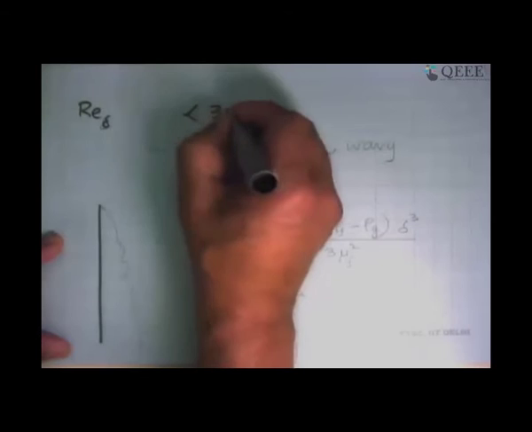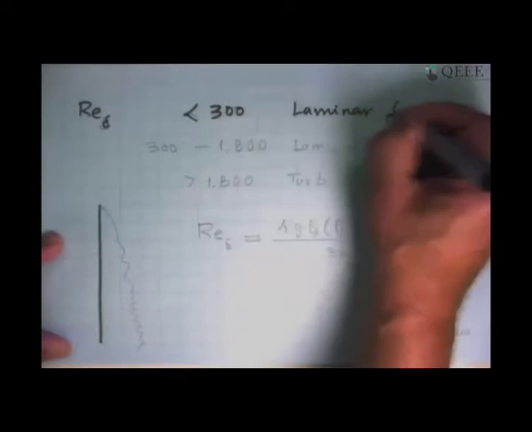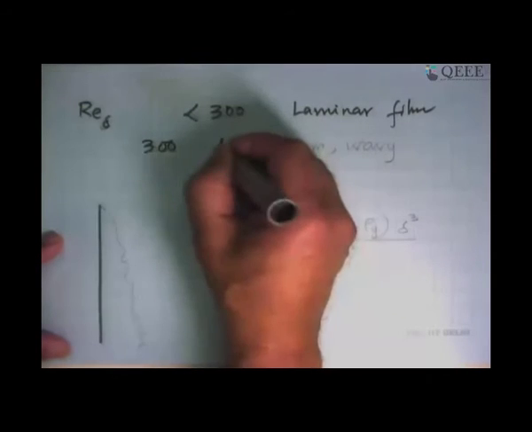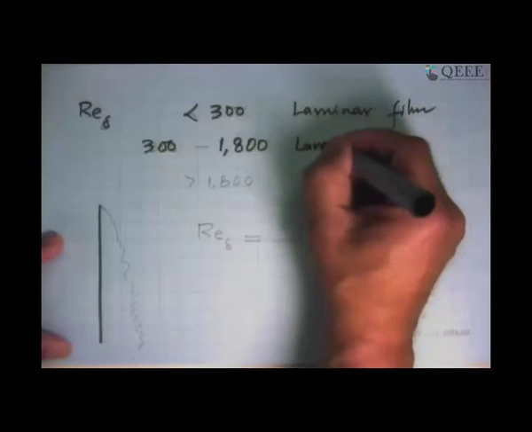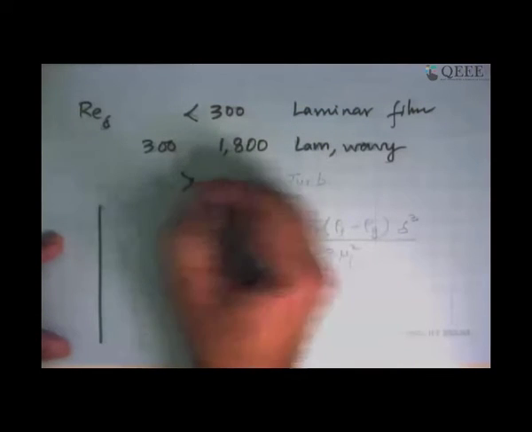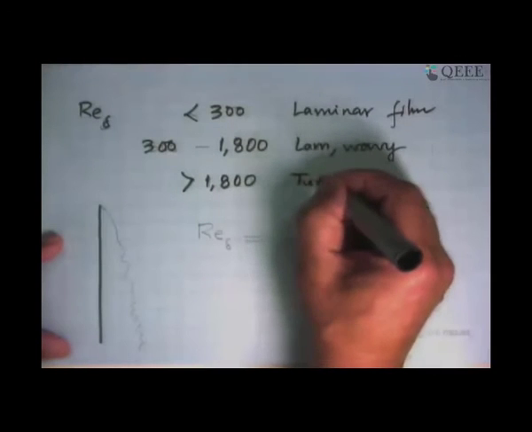Now, what happens is, having defined Re delta this way, three regimes appear in this case. If Re delta is less than 300, we get a laminar film. If Re delta is between 300 and 1800, we get a laminar film, which is also a wavy film. And in case this is greater than 1800, then you get a turbulent film.